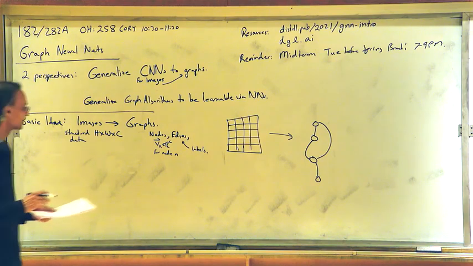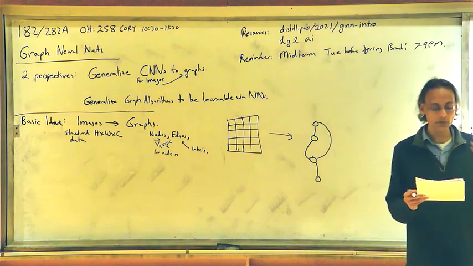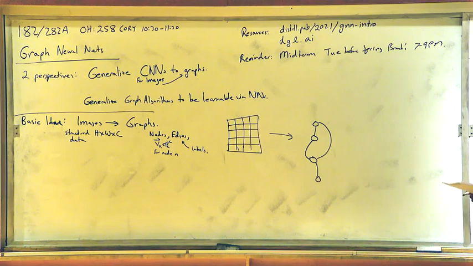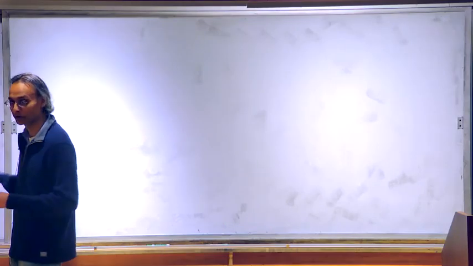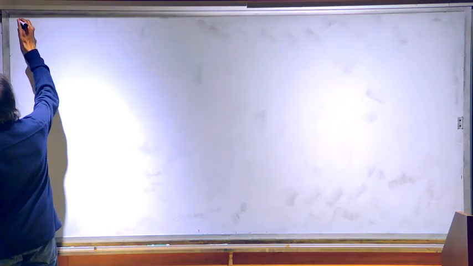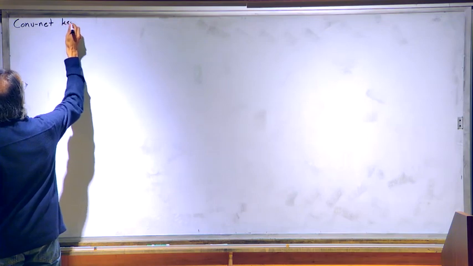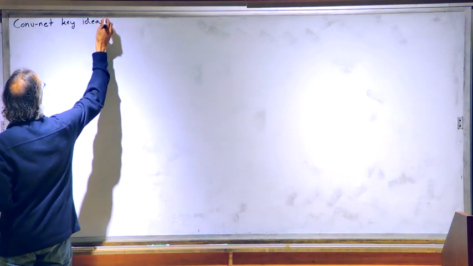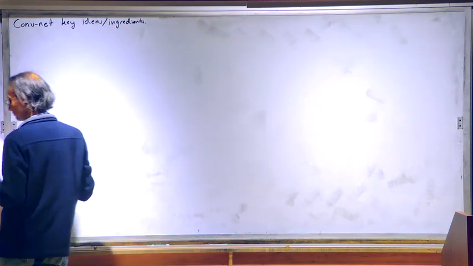To do that, I'll use this board for a moment. First, for a convnet for images, what are the big ideas? What did we learn that we can use? We're going to see how we generalize it, which of those ideas will generalize easily, and which will generalize in a more difficult way, or won't generalize. Convnet key ideas, ingredients. Let's list some of them.